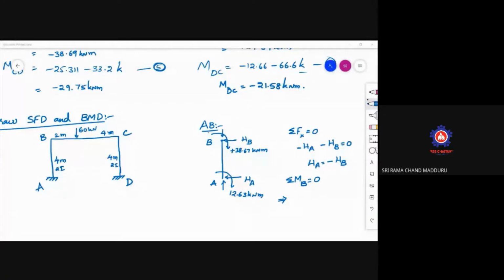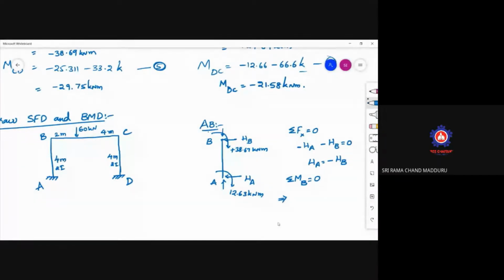Taking moments about B is equal to 0. Now, can anyone of you tell me what moments we have to consider? Plus 12.63 is a clockwise moment. Plus 38.67 is also a clockwise moment. In a similar way, plus HA into 4 is equal to 0. This is a 4 meter distance, so that is also clockwise. Plus 12.63 plus 38.67 plus HA into 4 is equal to 0.